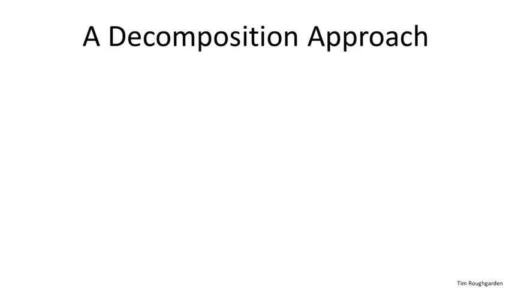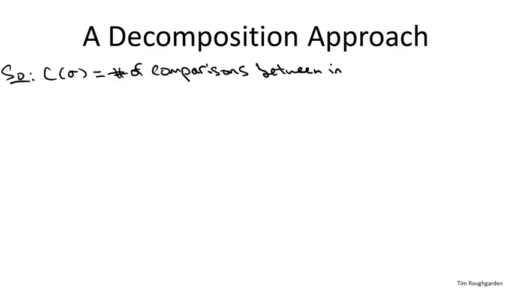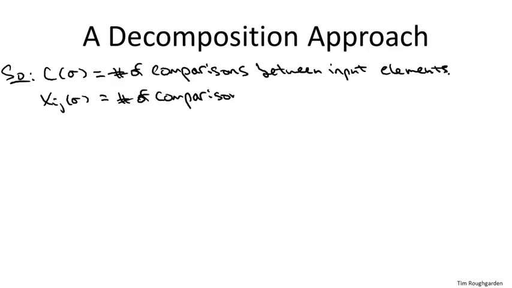So let me just rewrite the definitions of C and the xij's so we're all clear on them. So C, recall, counts all of the comparisons between pairs of input elements that quicksort ever makes, whereas an xij only counts the number, and it's going to be 0 or 1, of comparisons that involve the ith smallest and the jth smallest elements in particular. Now, since every comparison involves precisely one pair of elements, some i and some j with i less than j, we can write C as the sum of the xij's.